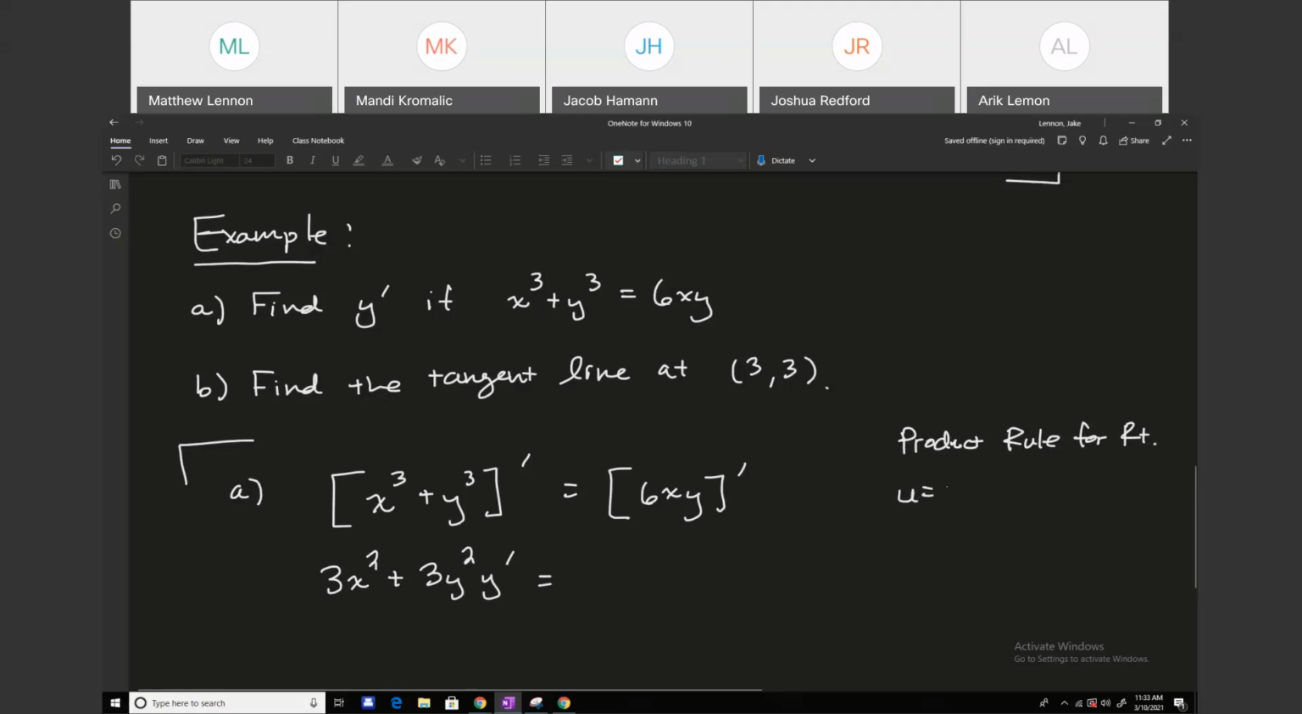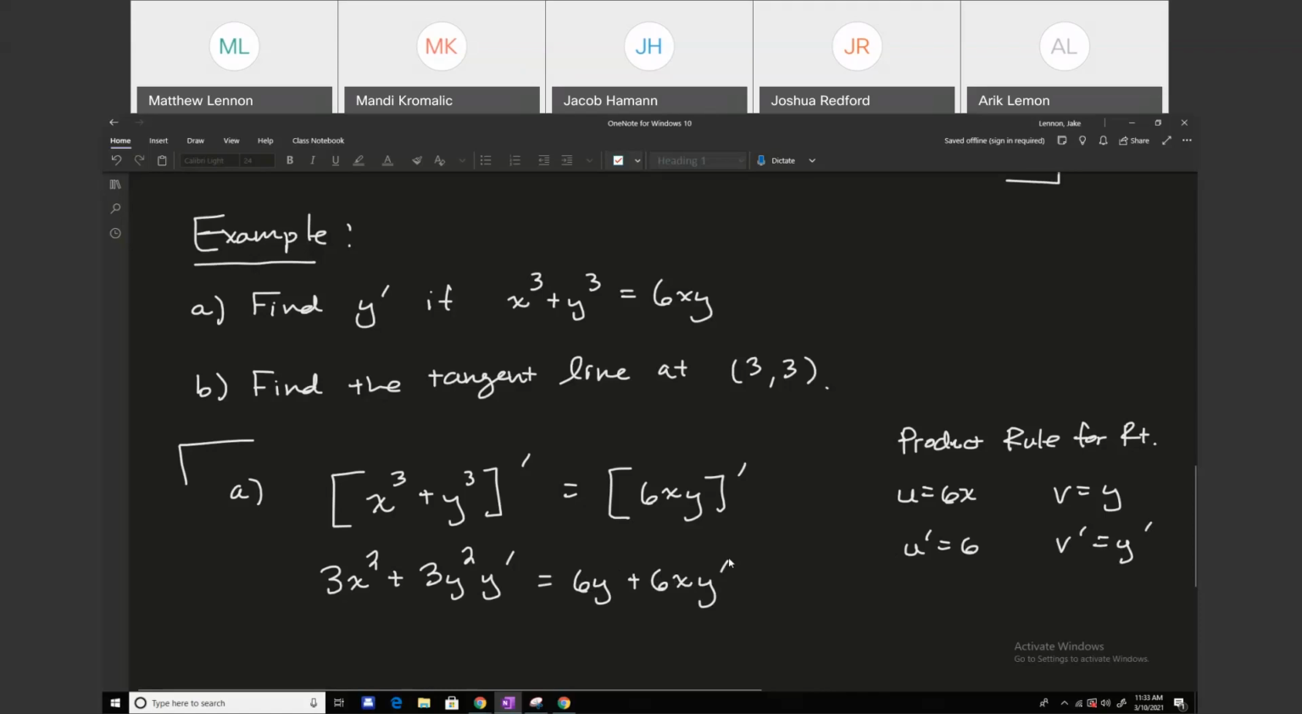Let's just say u is 6x and v is y. Then that means u prime is 6 and v prime is going to be y prime. The derivative of y is not 1, it's y prime. So then we multiply. u prime v plus u v prime, we get 6y and then plus 6x y prime.